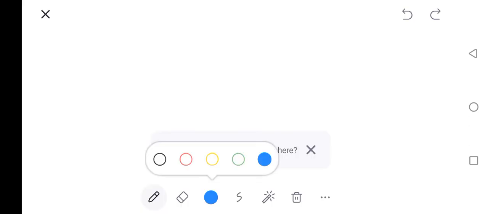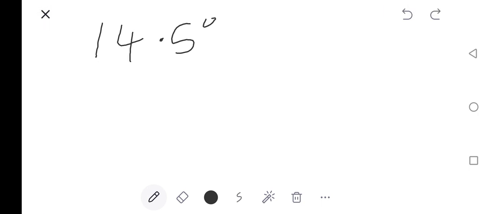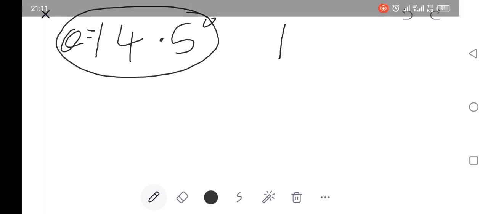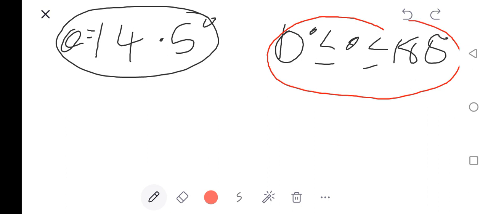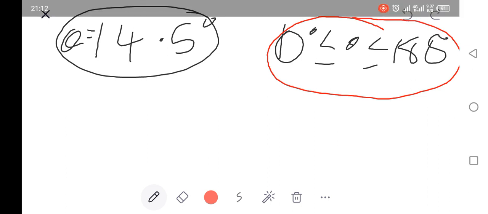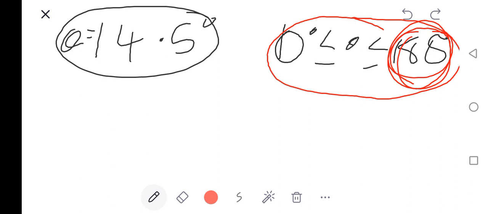So we have found our answer to be 14.5 degrees. Now, if you look at the question carefully, they have given you 0 degrees less or equal to theta less or equal to 180. Are you following? They've given us a restriction here that the answer should not exceed 180. So therefore, we will subtract. We use this formula. Are you following?